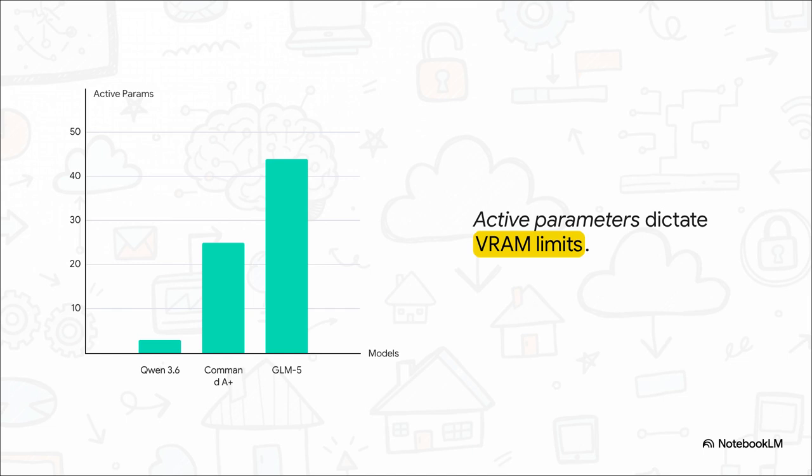These active parameter ceilings are everything. They absolutely dictate our VRAM bandwidth survival across all frontier models. You've got Qwen 3.6 running incredibly lean at 3B active. Then you scale up to Cohere's Command A+, which is a massive 218 billion parameter generalist, but it activates 25B per token. And then look at Zhipu AI's GLM-5. It was trained entirely on Huawei Ascend NPUs and operates at 44B active parameters. Ultimately, your specific hardware architecture fundamentally dictates which of these beasts you can actually deploy.